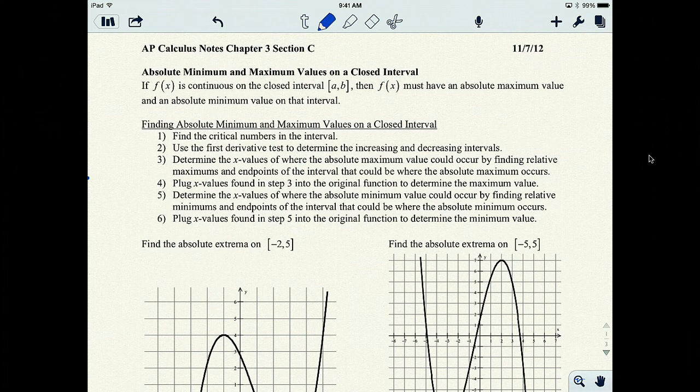So first of all, this is the theory: if f is continuous on a closed interval, okay, remember we talked about continuity, then it must have an absolute maximum and an absolute minimum. So if you have a closed interval and it's continuous, then there has to be an absolute max or an absolute min. Here's how you do it.